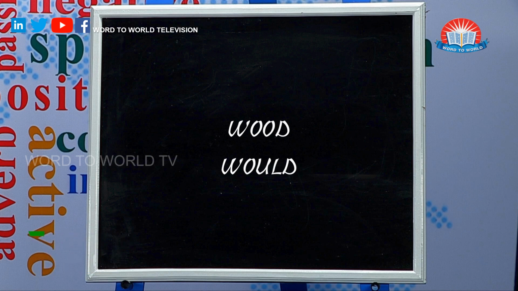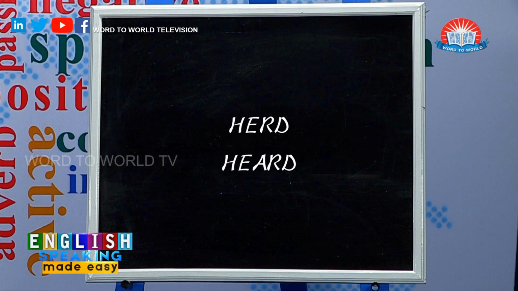WOOD and WOULD, both are pronounced wood. But you see, both the spelling is different, meaning is different, but the pronunciation is the same. They are called homophones. HERD and HEARD, another example. It is the same thing, the sound is the same and they are also homophones.